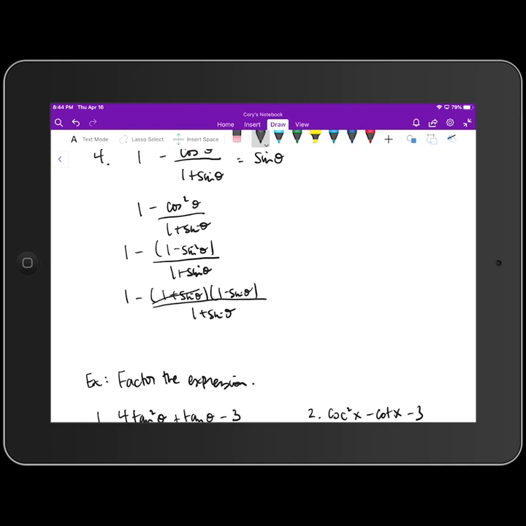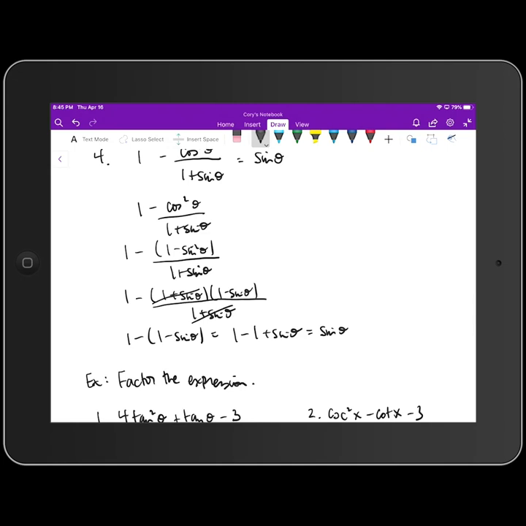Once I've done that, now I can cancel the factor of 1 plus the sine of theta in both the numerator and denominator. So this expression then becomes 1 minus the quantity 1 minus the sine of theta. When I distribute that factor of -1 across both terms, this becomes 1 minus 1 plus the sine of theta. And then when I combine the constant terms, that just gives us the sine of angle theta. Okay, so we verified that identity as well.